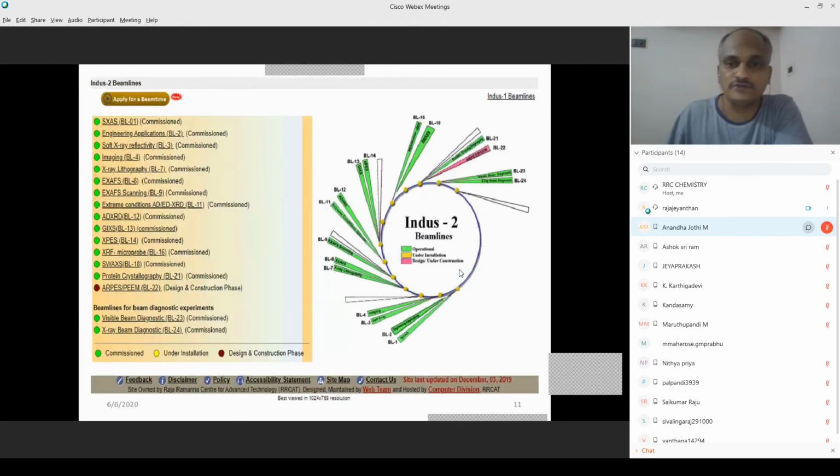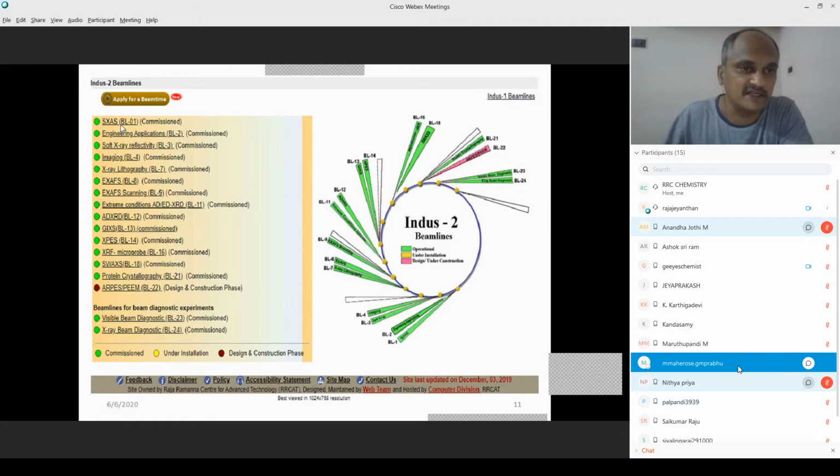See, in the Indus 2, there are 24 beam lines. That means because of the rotation of the electron, the energy is lost, and this lost energy will come out in the form of radiation. So there are 24 experimental hatches. From this, we will have 24 beam lines. These beam lines are unique, and each beam line is used for a separate technique. We can see one by one.